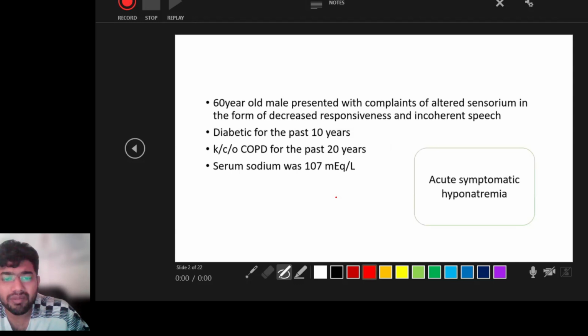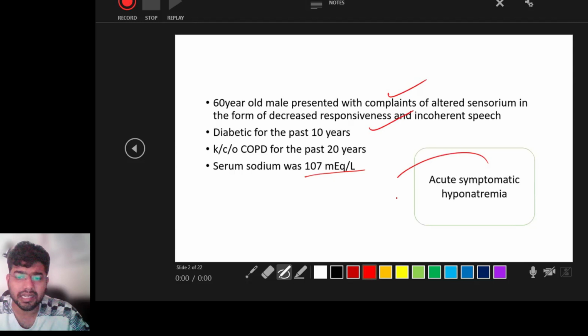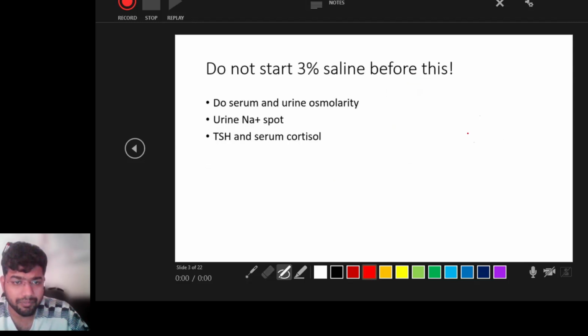So a 60-year-old male presented with complaints of altered sensorium in the form of decreased responsiveness and incoherent speech. He was diabetic for the past 10 days. He is a known case of COPD for the past 20 years and the serum sodium was 107 milliequivalents per liter. So he was a diabetic and COPD, and he now presents with complaints of altered sensorium and decreased responsiveness. Hence, clearly it is a case of acute symptomatic hyponatremia.